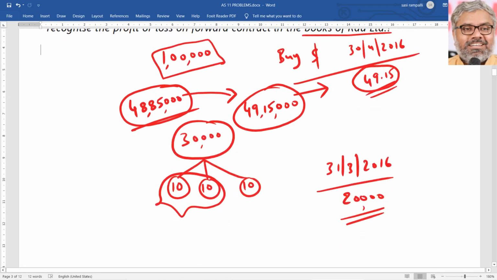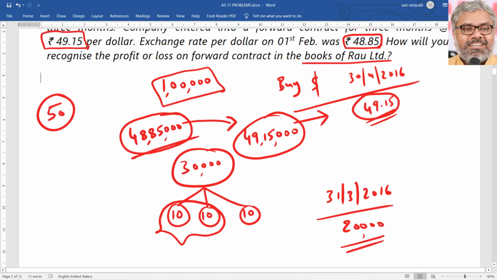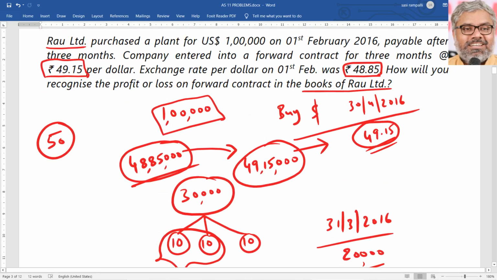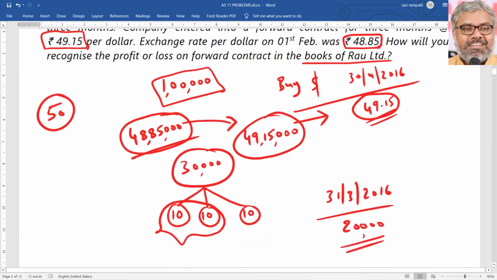So just for imagination purposes, imagine if the actual dollar rate on 30th April 2016 was 50 rupees per dollar. Then what has Rao Limited gained here? Of course, you cannot account for imaginary gains. Only for understanding purposes, we are looking at this. Accounting is done, because 30,000 is a loss. That is recognized. Out of that, 20,000 in 15-16, 10,000 in 16-17. There ends the matter. Accounting is over.